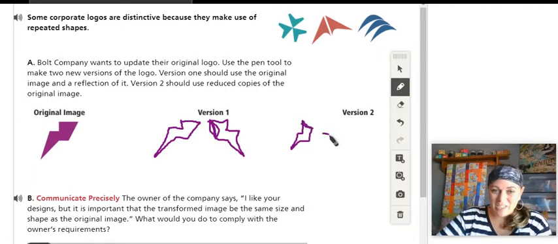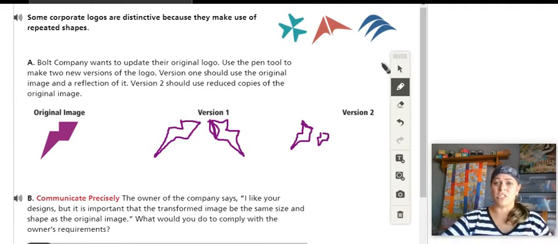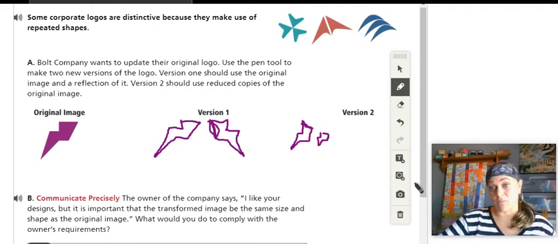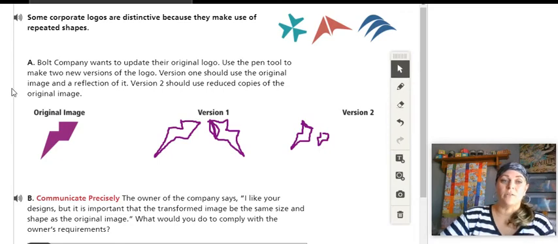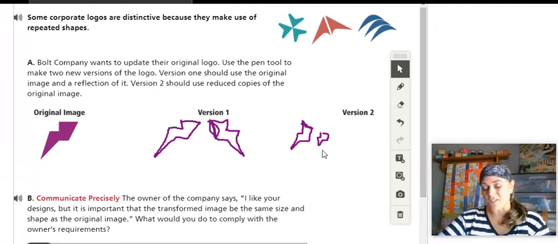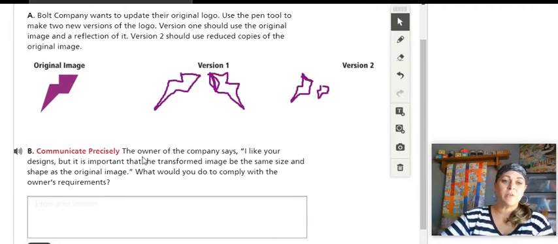And then I'm going to make a smaller one if I even possibly can. If you're drawing with the mouse and could do better than this, I am jealous. So it's just making the image. It's getting used to using the tools as well, because you're going to be using those a lot. So original, reflection, and then original smaller version. That's called a dilation. So it says, communicate precisely.